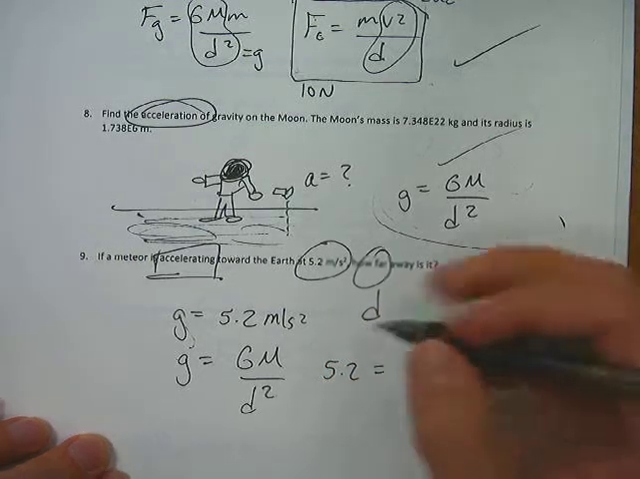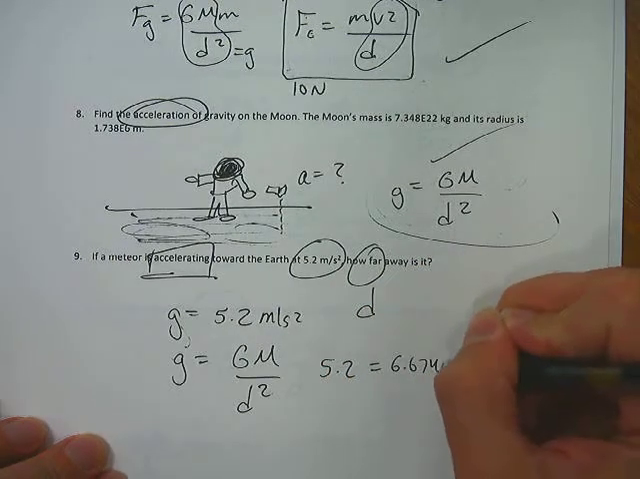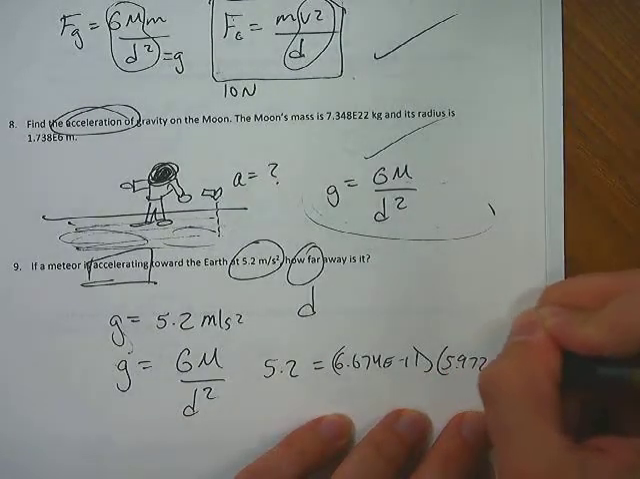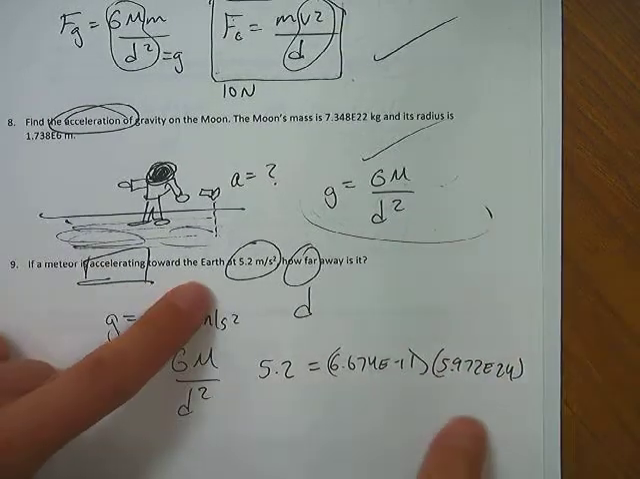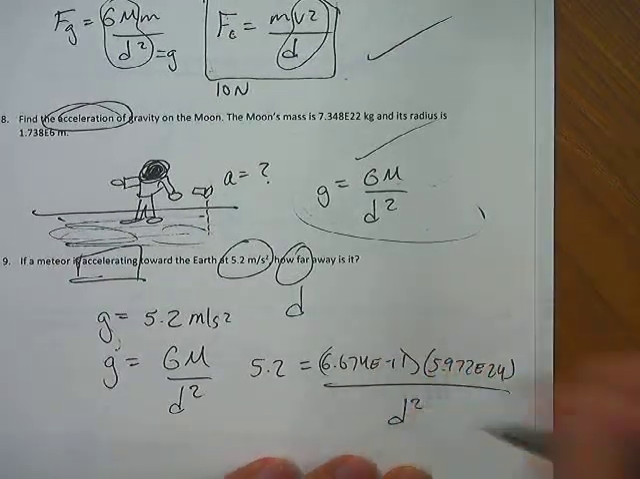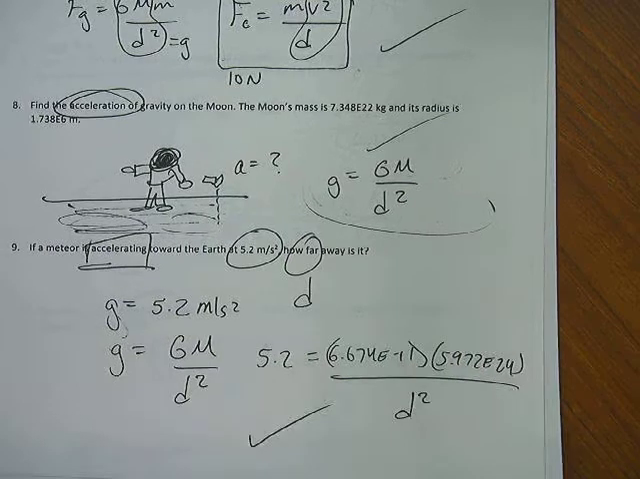Okay. Well, we're told that the acceleration is 5.2 meters per second squared. That means little g is 5.2 meters per second squared. And we know little g is equal to big G times m over d squared. Let me scroll up. Here we go. Little g is equal to 5.2. Little g is defined as big G m over d squared. We know this mass. This is the mass of the Earth. We know this. We're going to solve for this d.